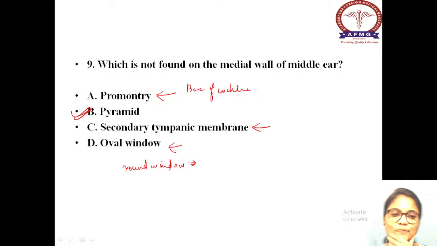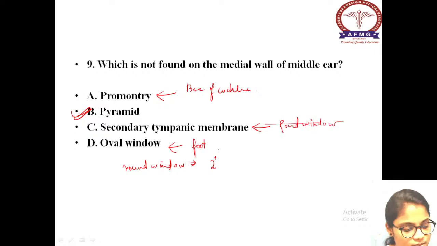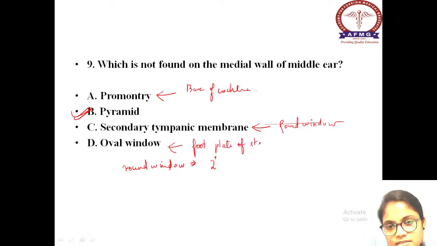If you see in the round window, there is a secondary tympanic membrane. So here the answer would be the round window. In the oval window, what is the importance? The footplate of the stapes is present in the oval window. So that is how they are very, very important. Please remember, the footplate of the stapes is present in your oval window, and the secondary tympanic membrane is the importance of the round window.